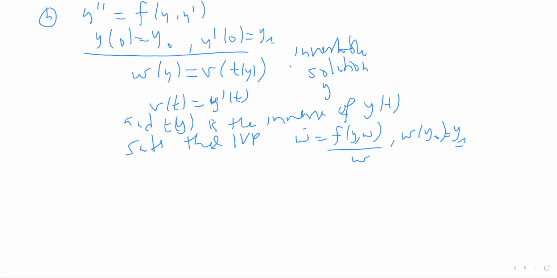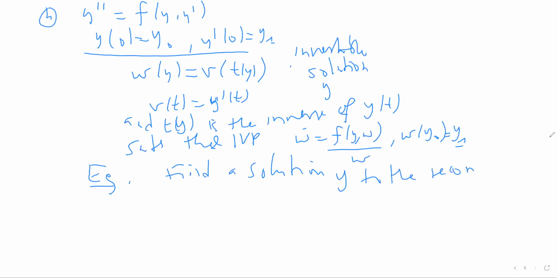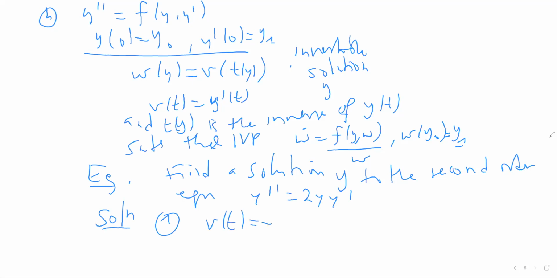So in that case, we have only a special dependency. Okay. Then the next thing that we do is that we take an example, which is: find a solution y to the second order equation y'' is equal to 2y'. Okay, so now since the variable t does not appear in the equation, we start. So now solution 1, you introduce v(t) to be equal to y'(t).